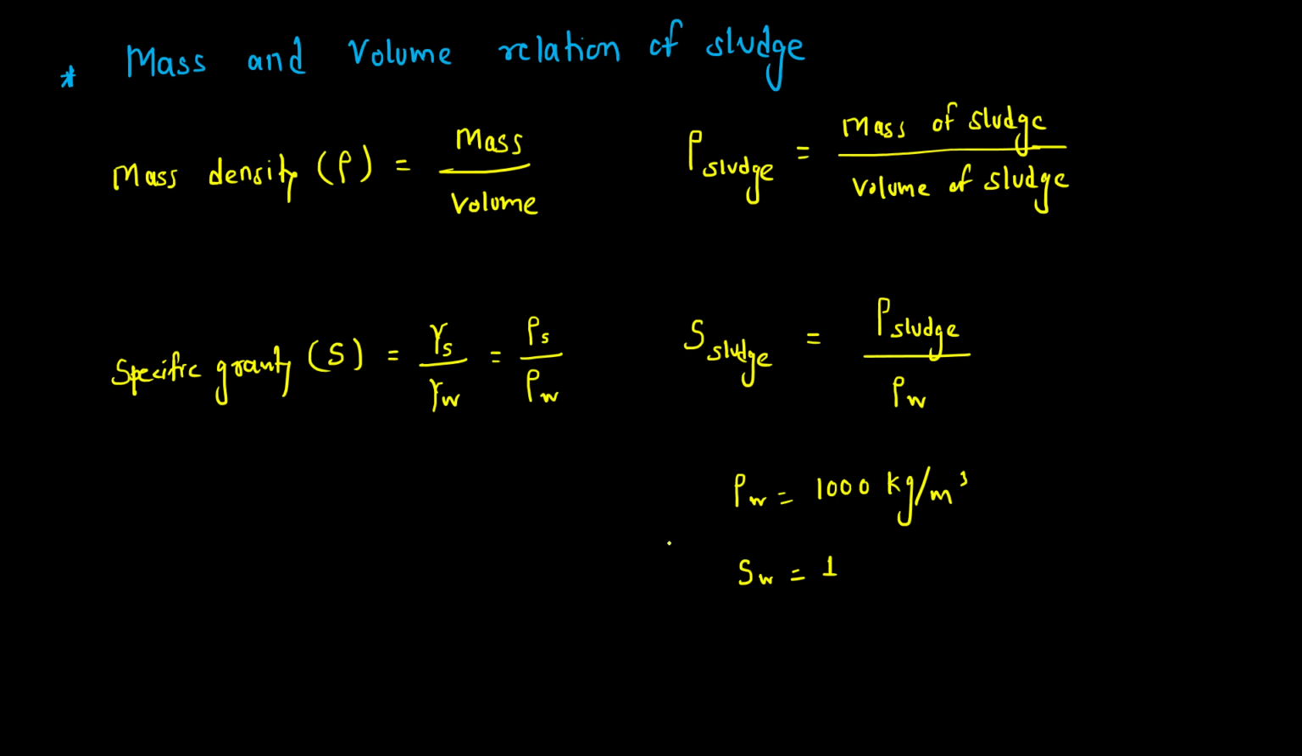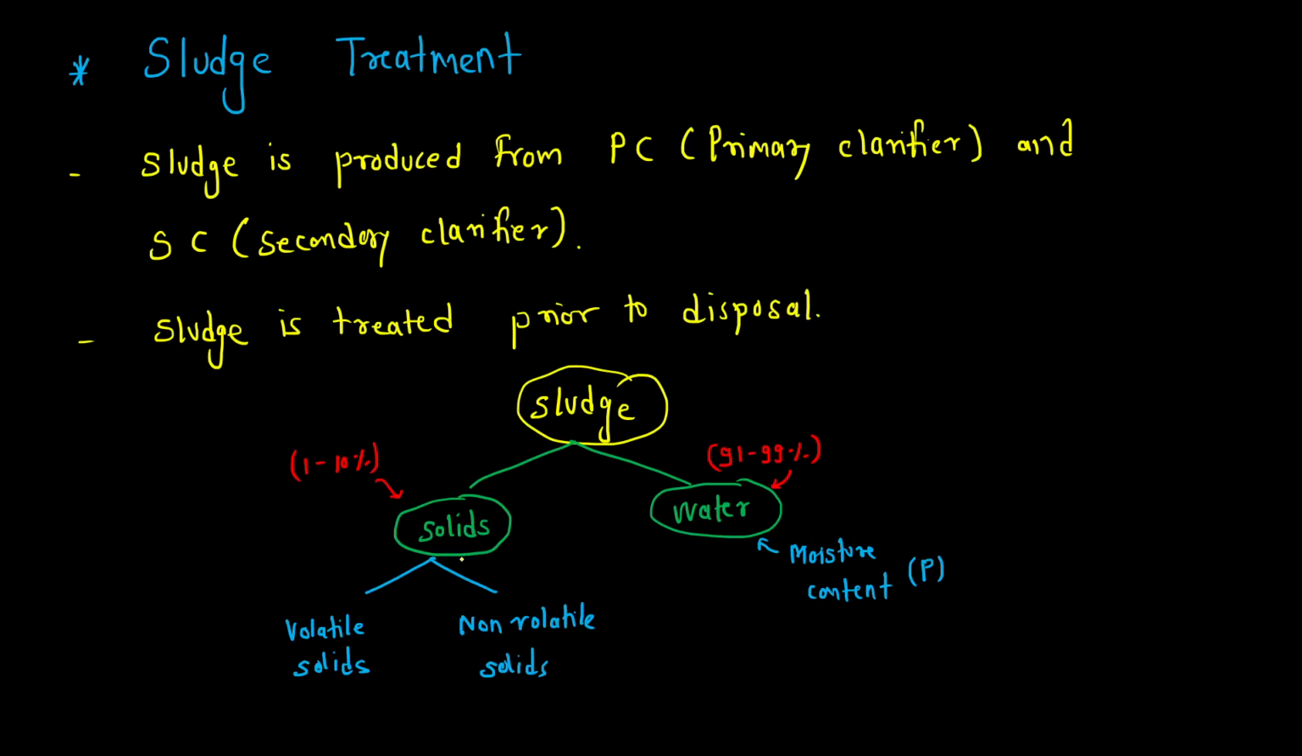Now let's come back to the main point of the sludge. We know that sludge consists of solids and water. Water we are calling moisture content, and the solids are further classified into volatile solids and non-volatile solids. So we can write that sludge consists of solids plus water. This water is nothing but moisture content.